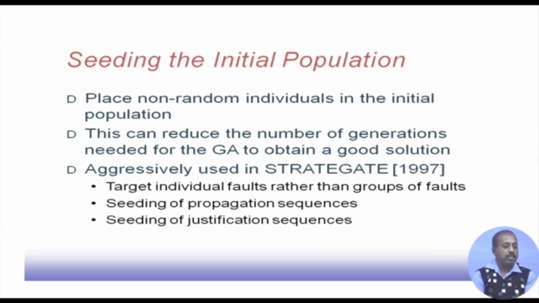So, what it does is that for a particular line to be justified, say a particular line where we want to get the stuck-at-0 fault, that line has to be set to 1. So, for that purpose, what is the input sequence? That input sequence is made part of some individual or some solution.